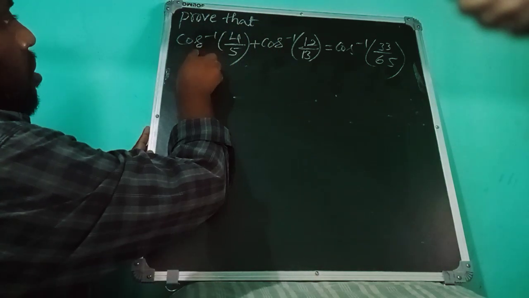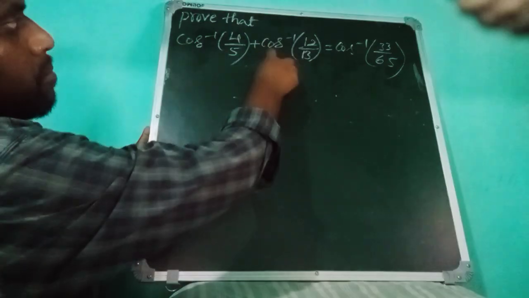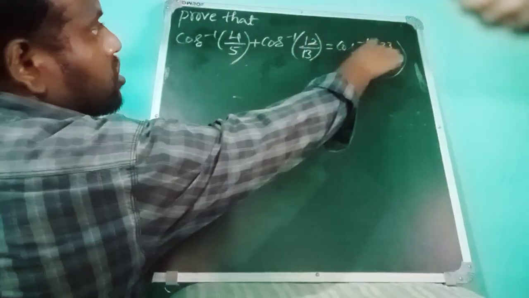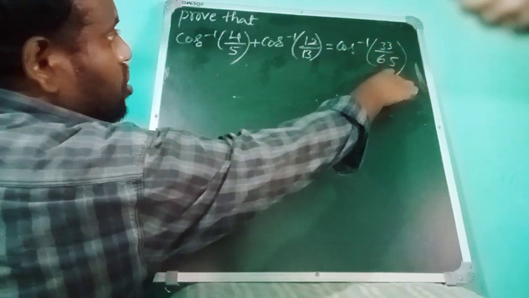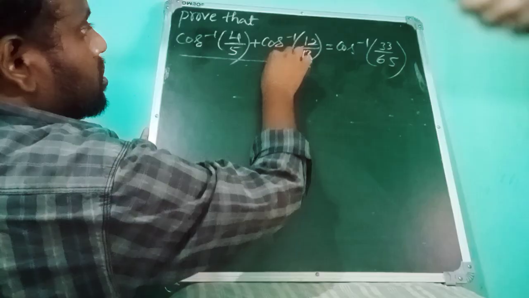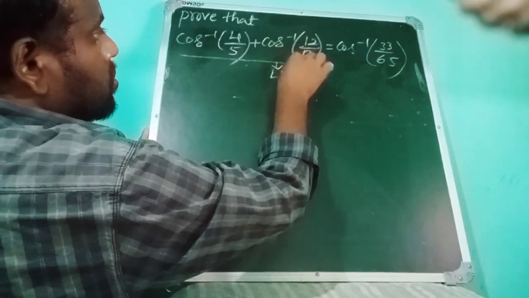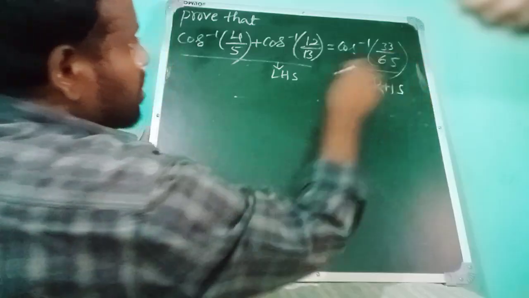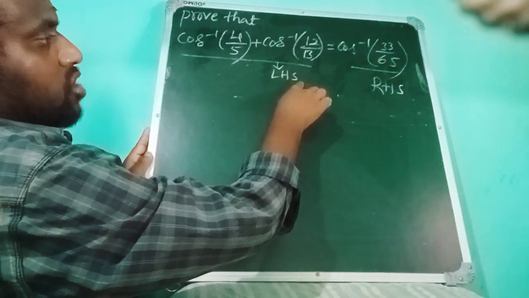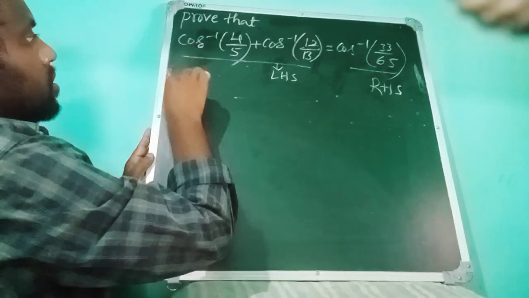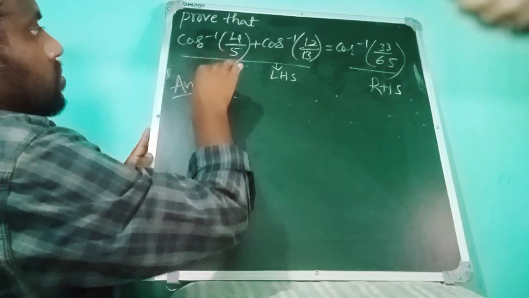Prove that cos inverse of 4 by 5 plus cos inverse of 12 by 13 is equal to cos inverse of 33 by 65. We have to prove this LHS is equal to this RHS. LHS means left hand side, RHS means right hand side.